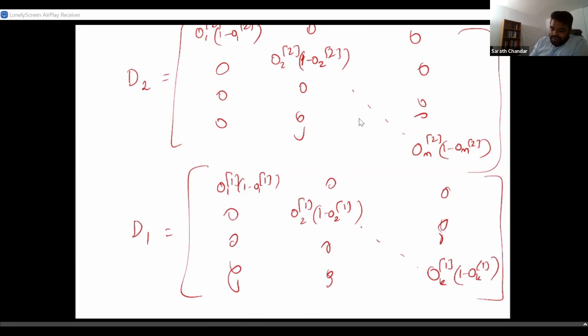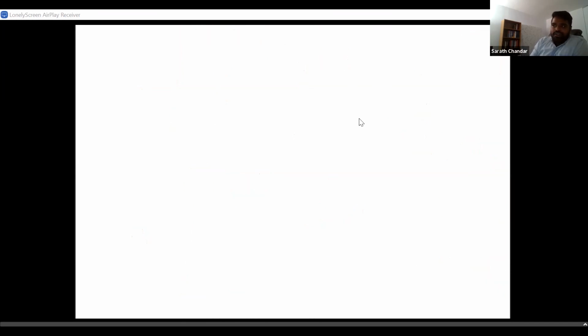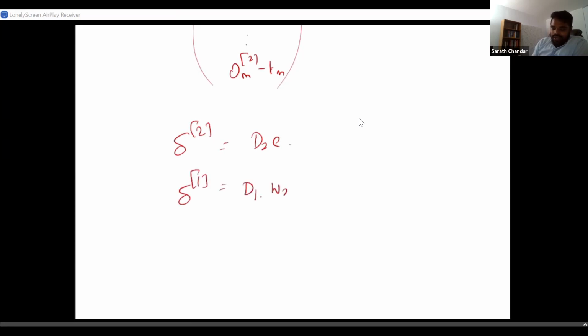Now similarly, I could write the derivative with respect to the error function as a vector: O12 minus t1, O22 minus t2, to OM2 minus tm. So now del 2 can be efficiently represented as just D2 times e, a matrix multiplied by the vector. I will leave it to you to go back and verify that this is exactly the same as what we implemented before. Similarly, del 1 can be represented as D1 multiplied by W multiplied by del 2.